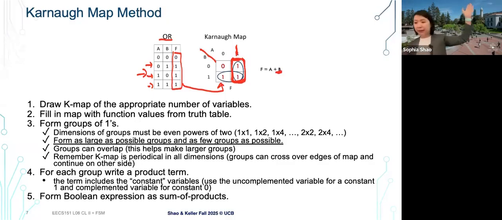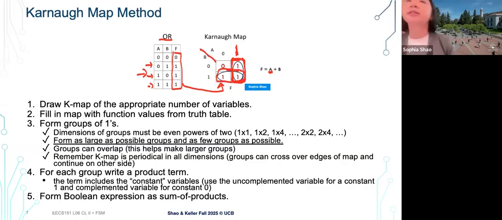So it doesn't really matter when, as long as A is 1, A is true, the expression is true. Right? Does it make sense? Which is the same as applying the uniting theorem we did before, eliminating B. And we can do this with another group.